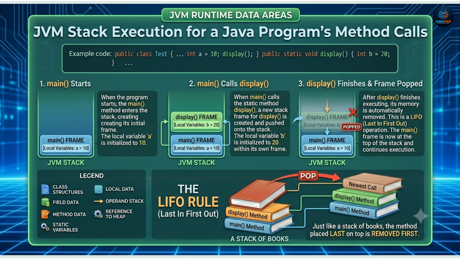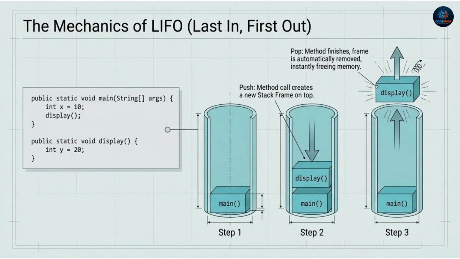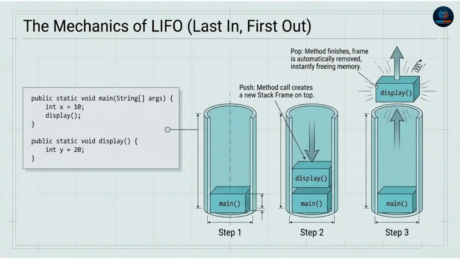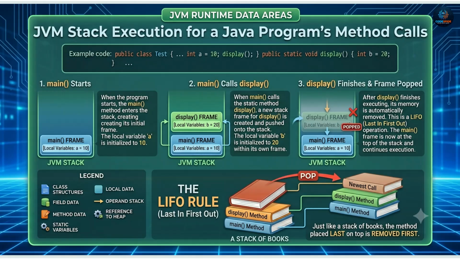After display finishes, its memory is automatically removed. So lastly, inside the stack there is only one stack frame, that's main, and a = 10. This follows the rule of LIFO. The process behind the stack is LIFO, last in first out. Just like a stack of books, the book placed last on top is removed first.